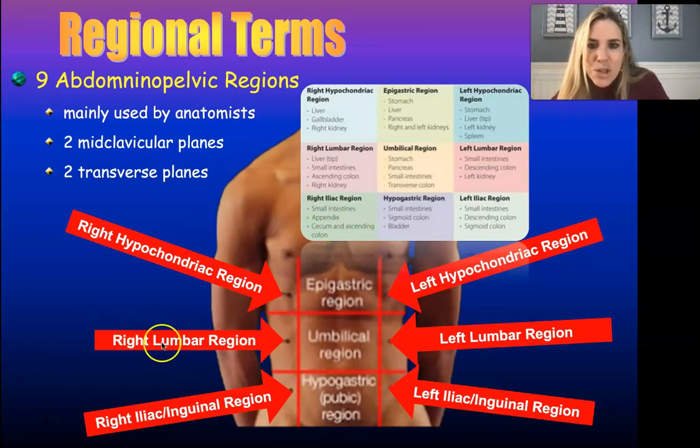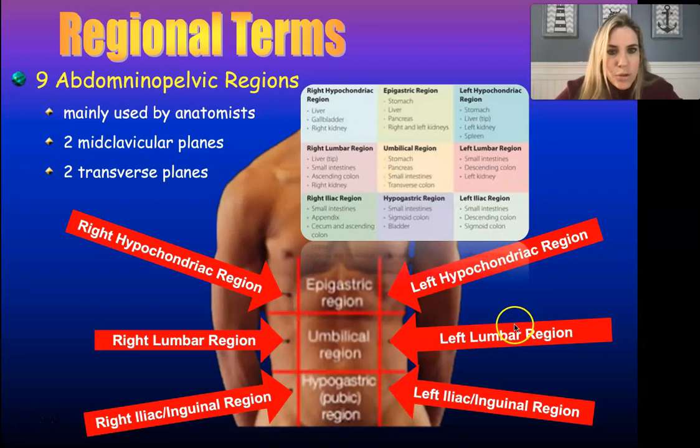And I think I didn't mention the right lumbar region. We got a little bit of just the tip of the liver, part of the small intestines, ascending colon, and the right kidney. And in the right hypochondriac region, part of the liver, the gallbladder, so another important region. People get pain if they have, for example, gallstones, and the right kidney.